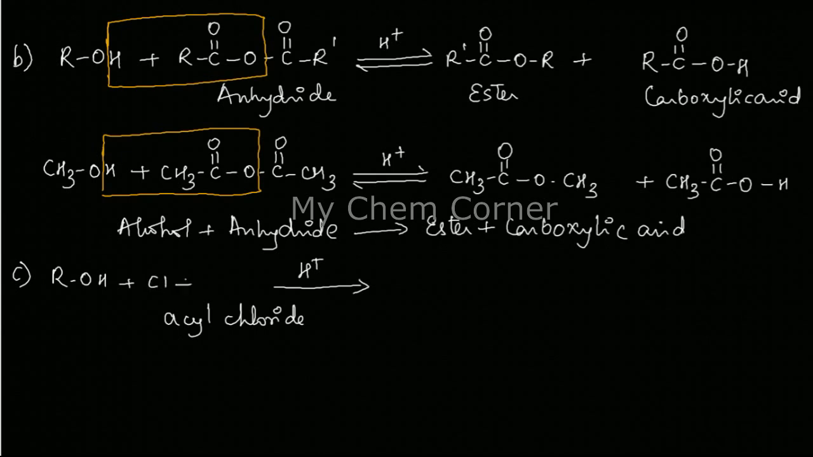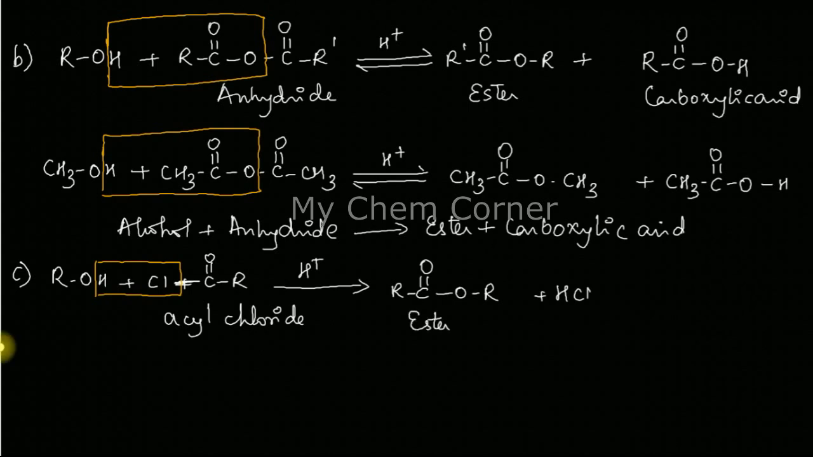So just put Cl here, C double bond O and R group. Now when I'm trying to form a bond, the oxygen-hydrogen bond will break. You will get this bond broken here. So in this case, what is my byproduct? My byproduct is going to be HCl. The remaining, let's just bond R, C double bond O from the acyl chloride and OR from the alcohol. So this is going to give me ester plus HCl.